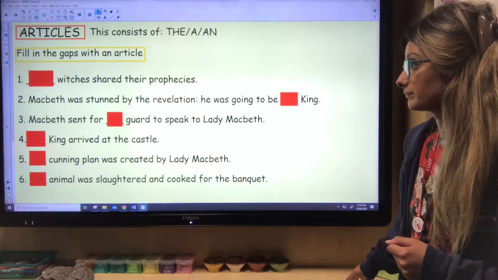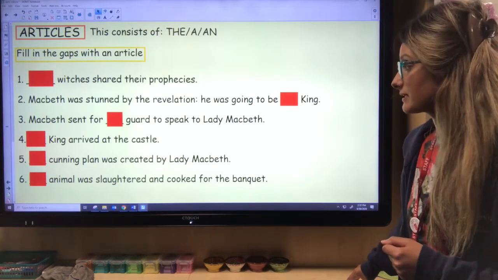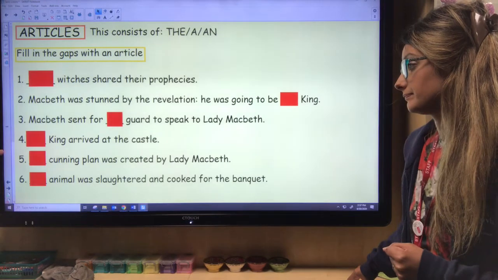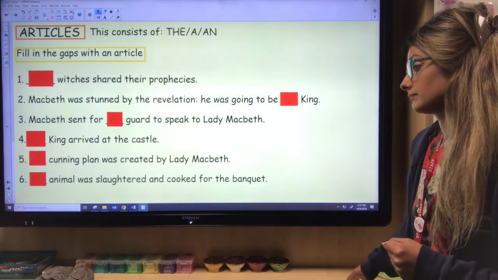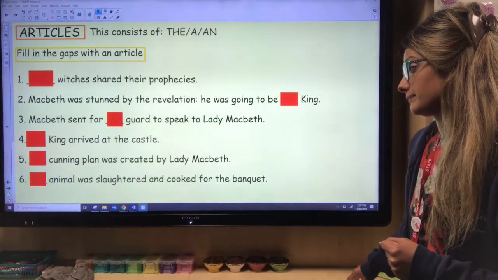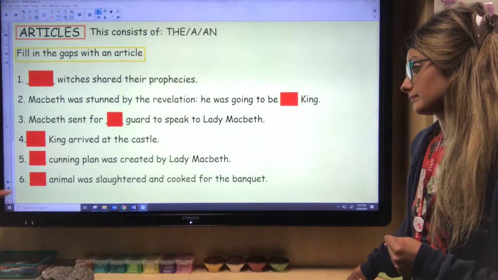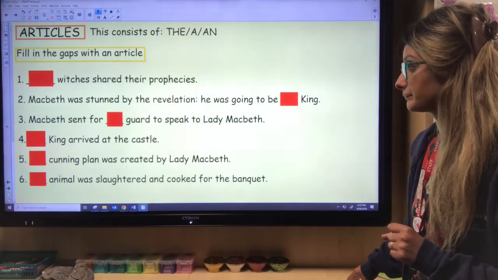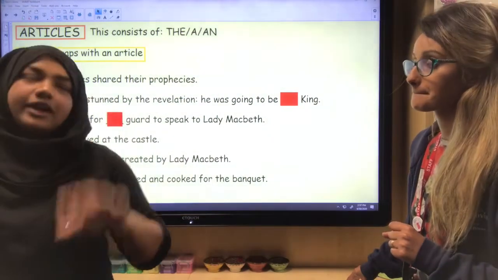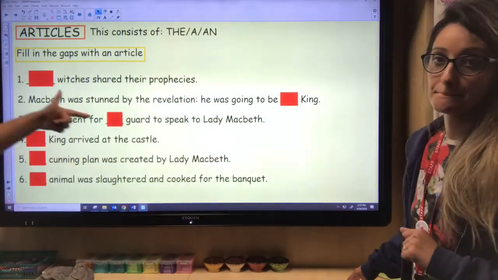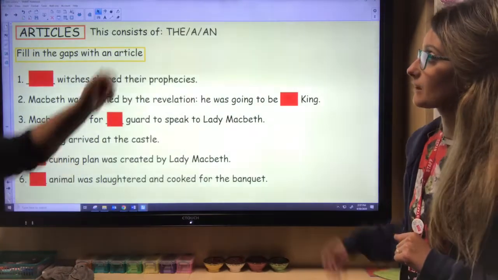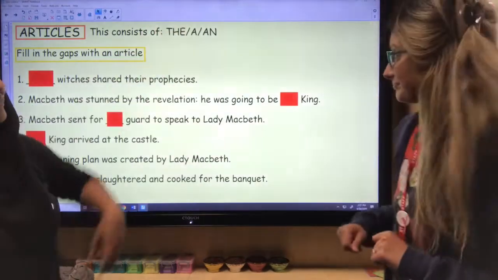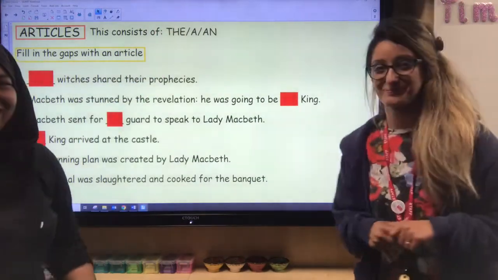Mrs. Gale, do you want to read the third one? Macbeth sent for something guard to speak to Lady Macbeth. Number 4, something king arrived at the castle. Number 5, something cunning plan was created by Lady Macbeth. Number 6, Mrs. Gale. Something animal was slaughtered and cooked for the banquet. Okay, so pause the video here. And you know that these red boxes will be replaced with either the, a, or an. Okay, so pause the video. Have a go.